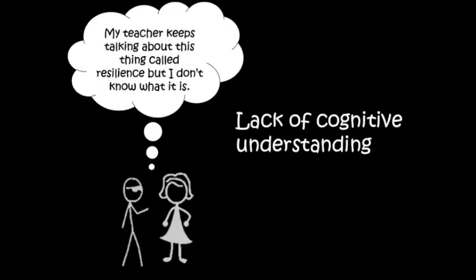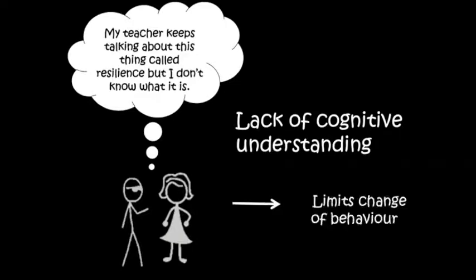If a student doesn't understand what a trait looks like, sounds like, and feels like, they're not going to be able to internalise it. A lack of cognitive understanding limits a student's ability to change their behaviour.